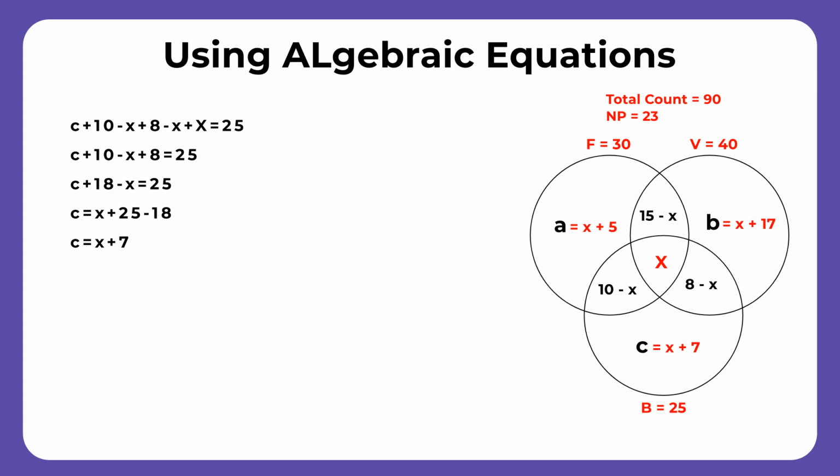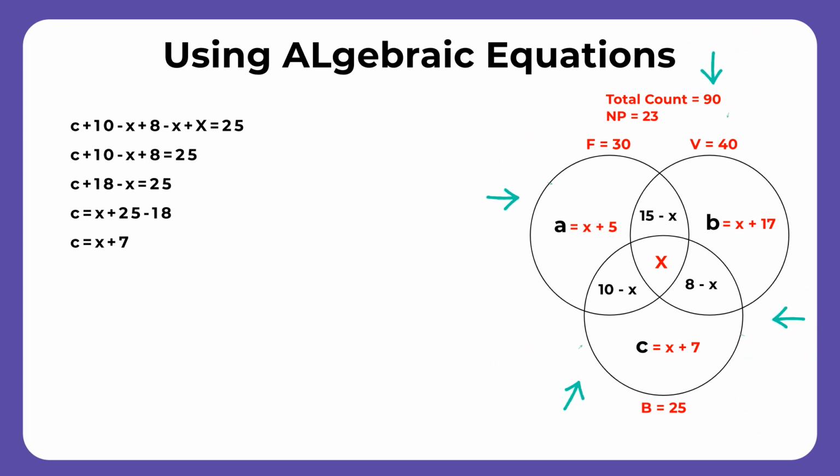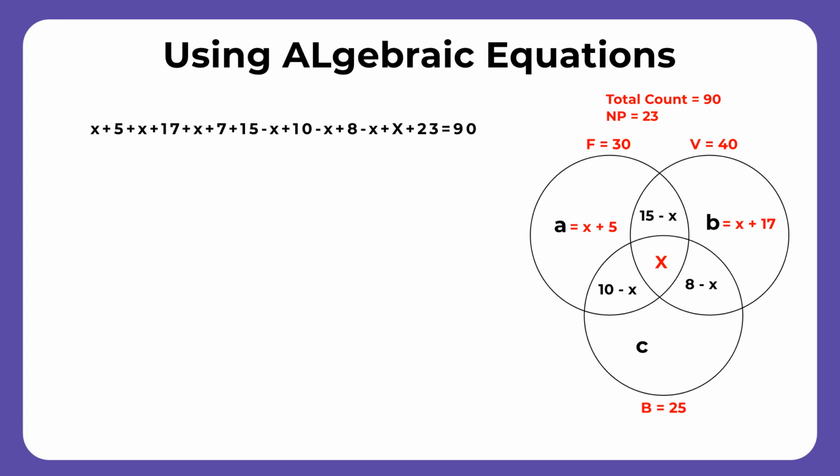Now we can form an algebraic equation to finally find the value of x. For that we need to add all the equations and also add the students who are not playing any games, which are 23. So let's make the final equation. x + 5 + x + 17 + x + 7 + 15 - x + 10 - x + 8 - x + 23 = 90.